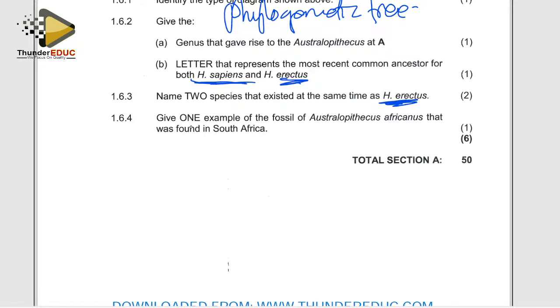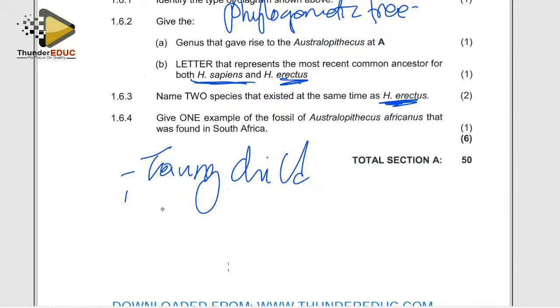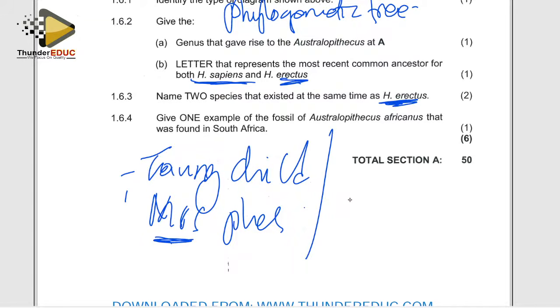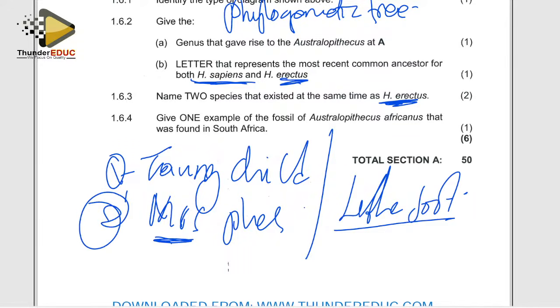They're saying give one example of a fossil of Australopithecus africanus that was found in South Africa. In this regard, we are looking for the species. I told you to always remember three species which were discovered in South Africa, that is Australopithecus africanus species. So in this case, we are supposed to say one of them, Taung Child. Number one, we can talk about Mrs. Ples. They say that this is a male, the female. Yes, if you wrote Miss Ples, but it's better to say Mrs. Ples because that's what it is in the books. And then you can talk about Little Foot. So it's Taung Child, Mrs. Ples, and then number three, Little Foot. They are looking for just one.